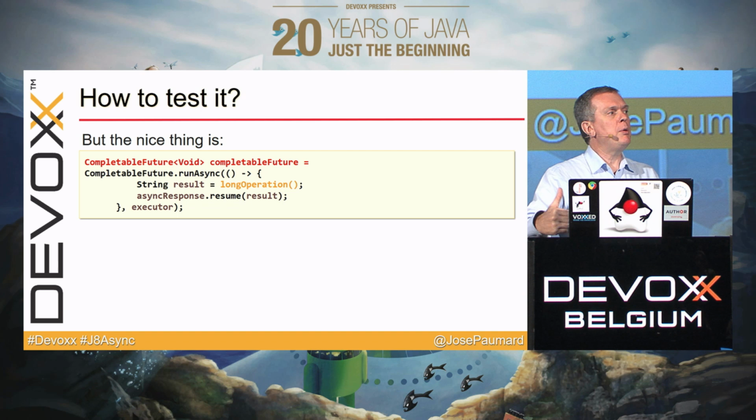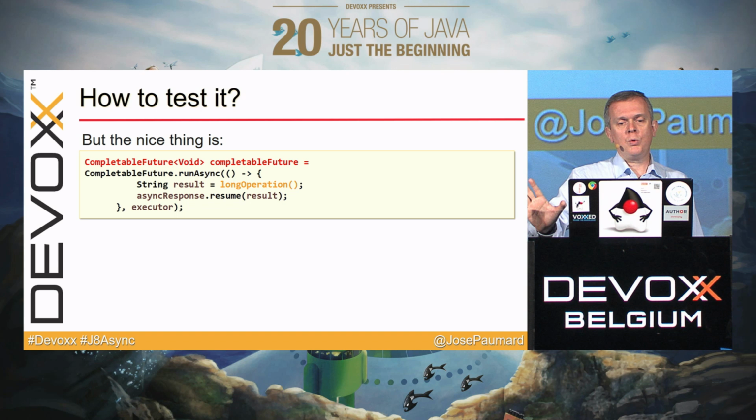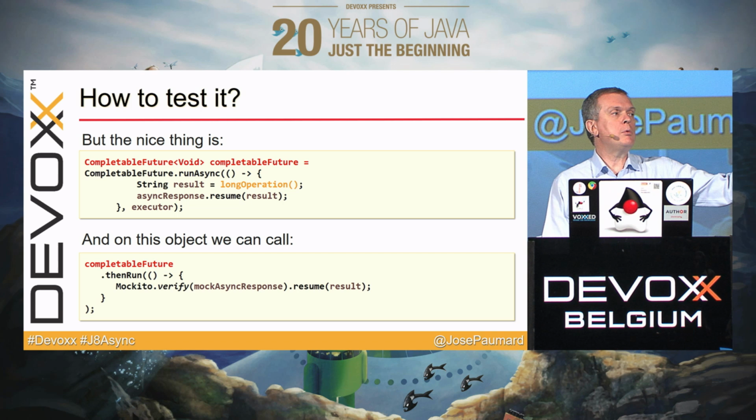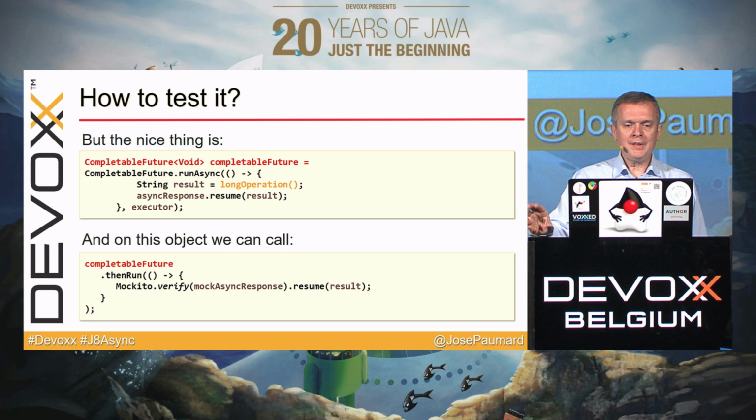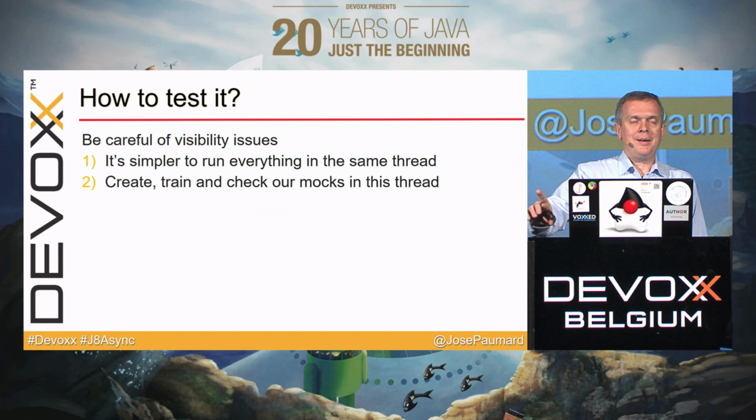On this completable future object, what I can call is then-run. Then-run takes a runnable, and the completable future API ensures me that this runnable will be run after the runnable passed to the run async method of the previous one. So it just does exactly what I need. I still need to take care about visibility issues, and we are going to see that later in the talk.